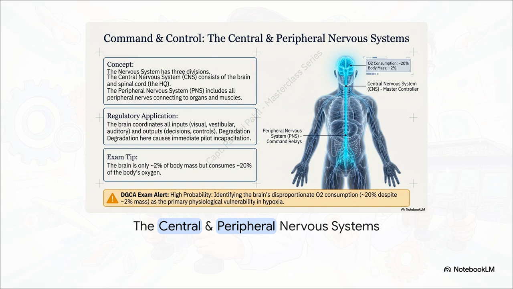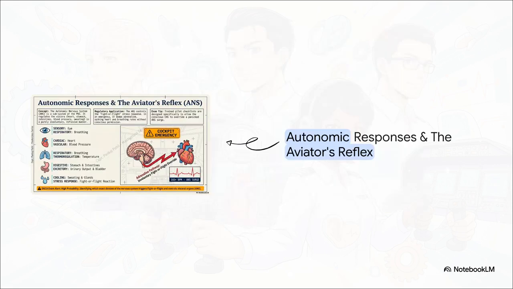So here's your DGCA tip. Because of this massive oxygen demand, hypoxia will immediately degrade your judgment and decision-making long before you even consciously realize you're in danger. Now, a totally fascinating and absolutely critical subsystem of the PNS is the autonomic nervous system, or the ANS. Conceptually, the ANS controls your involuntary viscera. We're talking your heart, your breathing, your stomach. So how does this apply in the cockpit?